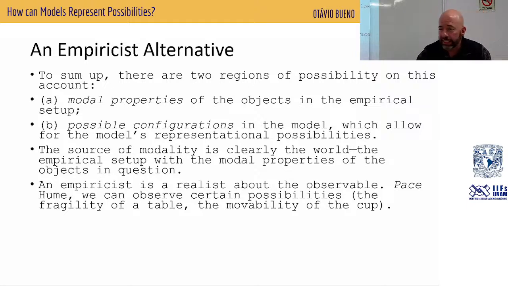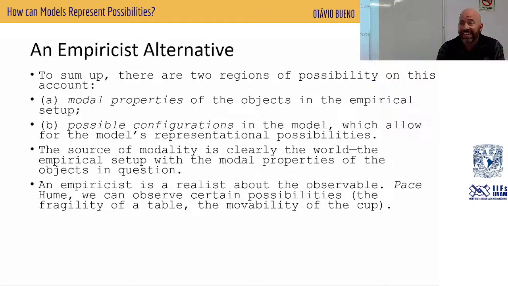I can see that this table is fragile. I feel it in my hands, right? I can even experience impossibilities, right? Doesn't matter how hard I push this wall, it's impossible for me to move it 1 inch further, right? And I can feel that, right? Of course, not every possibility is like that, right? There are possibilities that we need some reasoning for. You may need to have some information about other things, but a lot of them are like this.